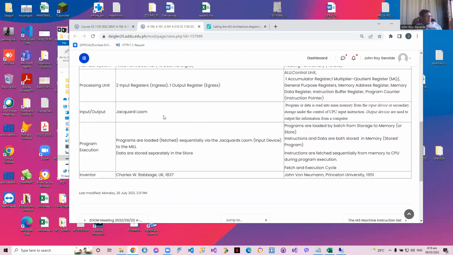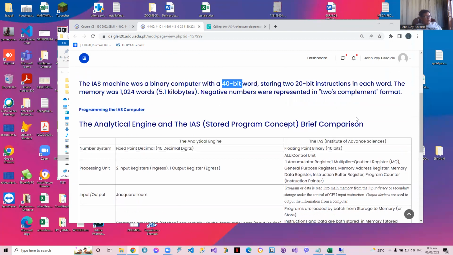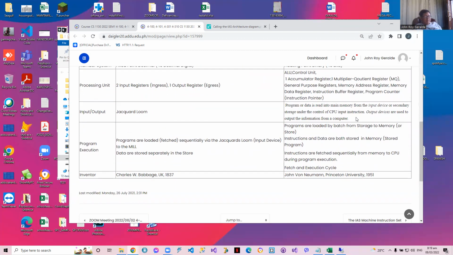The input output is a Jacquard loom for the analytical engine. Now, the IAS already has a secondary input and output device, maybe a tape already, no? But it can also use IBM punch cards. Okay. So the main difference in concept is this. Ito yung nakita ni Jan van Neumann sa IAS design, no? Jan van Neumann saw some problem with the analytical engine design.